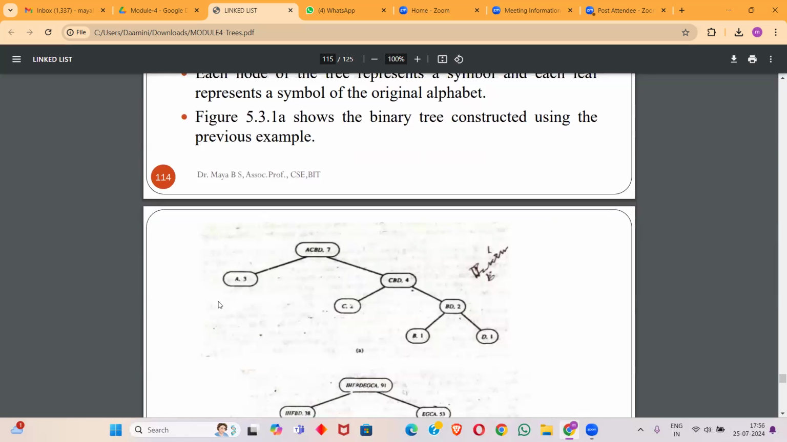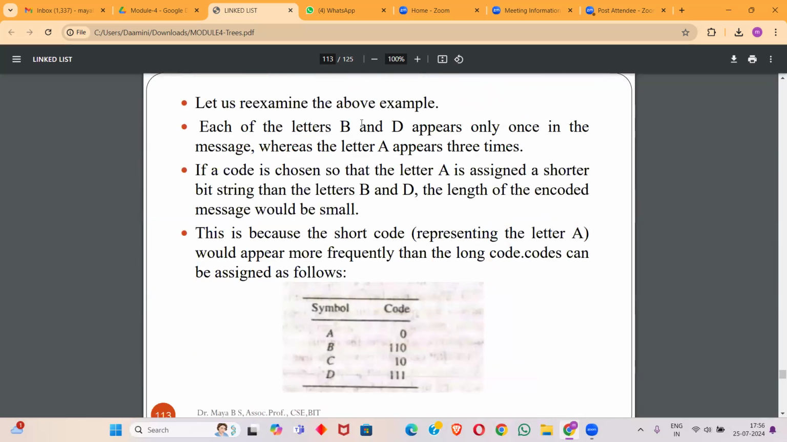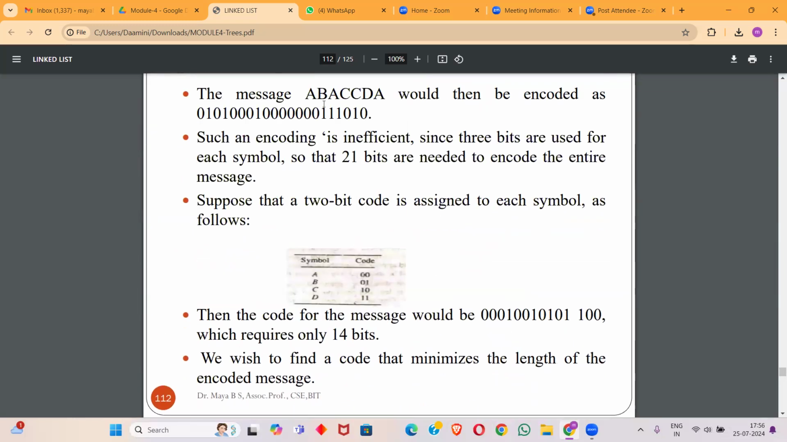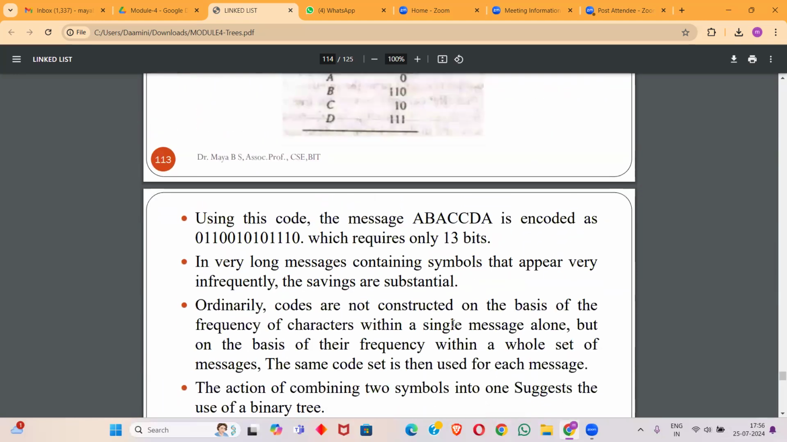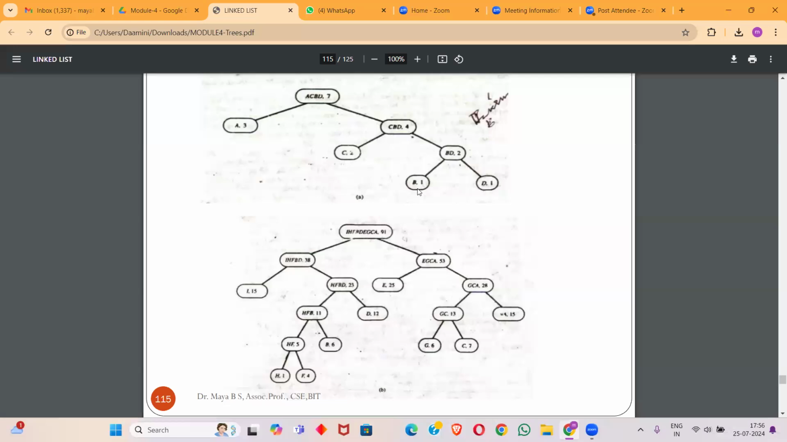So what is the Huffman algorithm? Let me assume this is my Huffman tree. This Huffman tree will be constructed depending upon the number of occurrences. What is the occurrence? According to these messages, A occurs 3 times, and B and D occur only one time each. So I start with B and D, each occurring only one time. B is first, D is right, and 1 and 1 represent the number of times each is occurring.